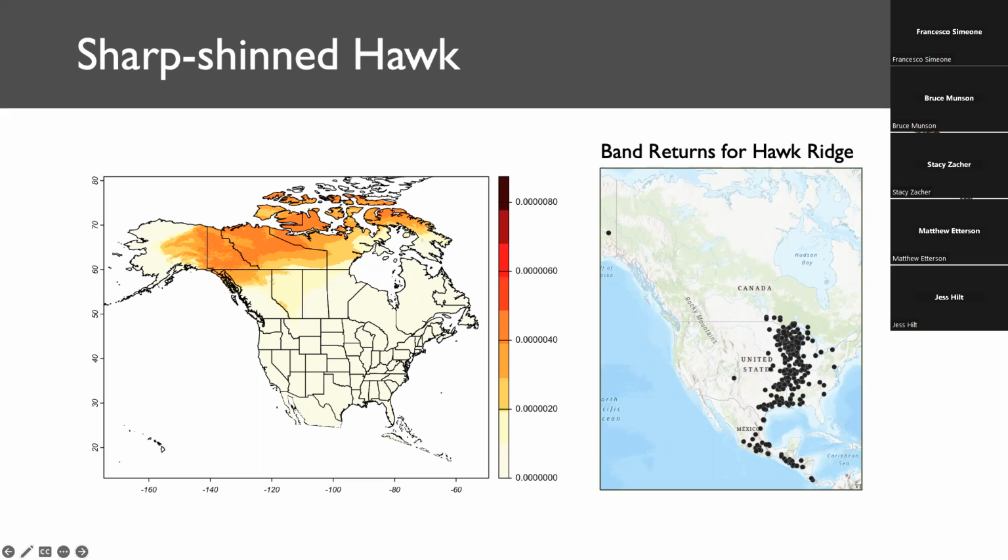If we remember back to the band returns, we only have one record in all of our band returns of a Sharp-shinned hawk migrating from that distance. And so this raises some questions. Is this migration more common than our banding records suggest? Or what is it that caused these Sharp-shinned hawks to migrate in that path versus coming down here in this Rocky Mountain region?